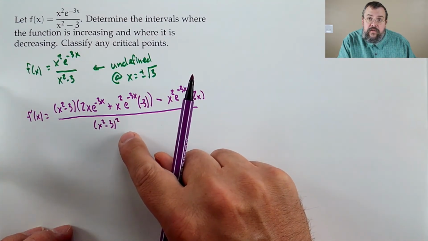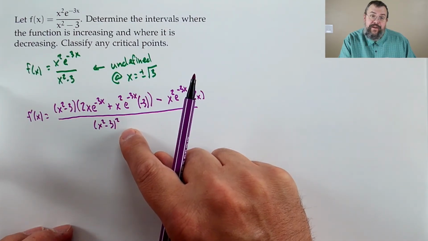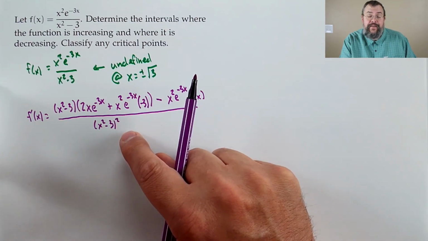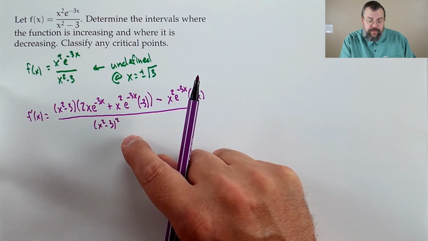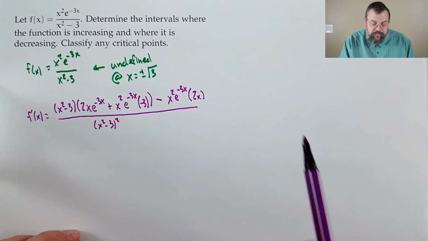This is why I said you'll still run into the same problem of being undefined at plus or minus root 3, because you still have that same issue where if you plug in positive root 3 or negative root 3, you're still going to get 0 downstairs.